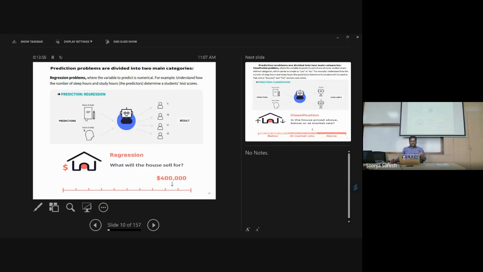So what is a regression? For a regression problem, all these slides I have taken from the net, and nothing is my own. So what is a regression problem? We have some predictors, some examples. Here, the number of hours he studied and the number of hours he slept. Based upon that, we need to predict the result. To predict, we need to have previous data. Like this.